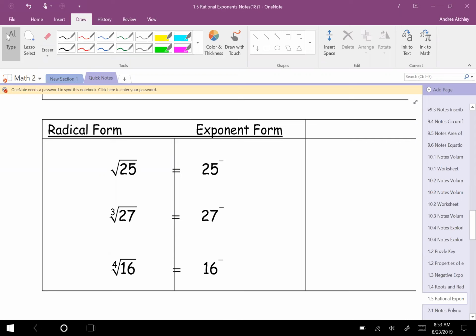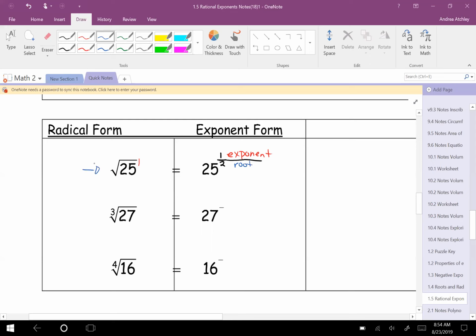Okay. So here's the square root of 25. It can be written as 25 to the 1/2 power. The top number is our exponent. So if we see here, 25 doesn't have an exponent, so it's just to the first power. So that's where the exponent of 1 comes from. The 2 is the root.